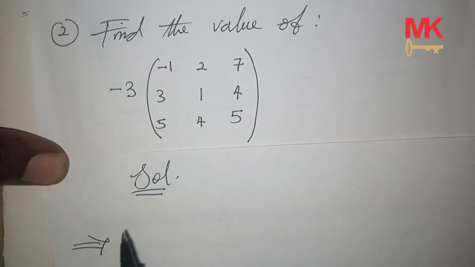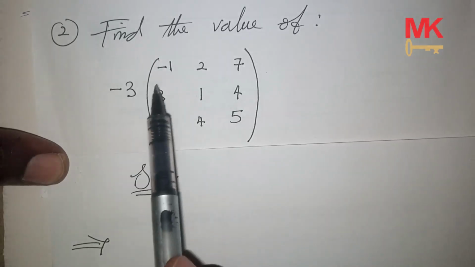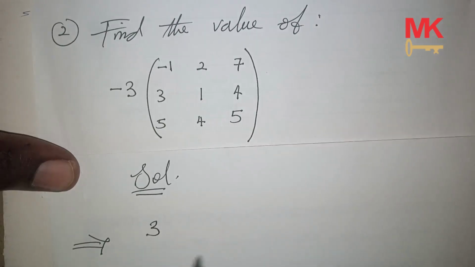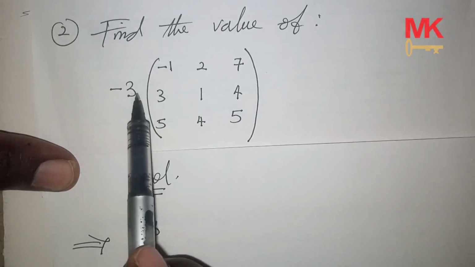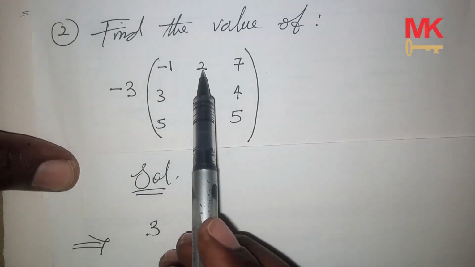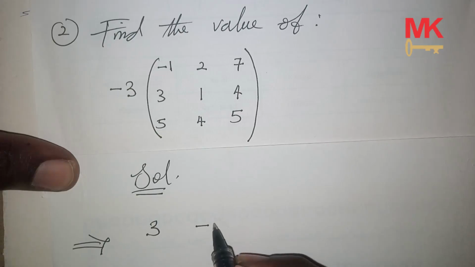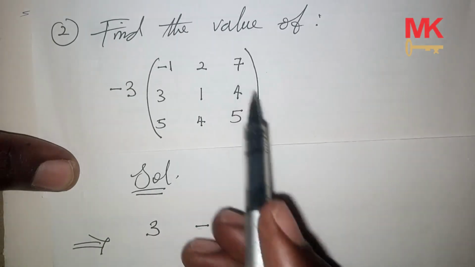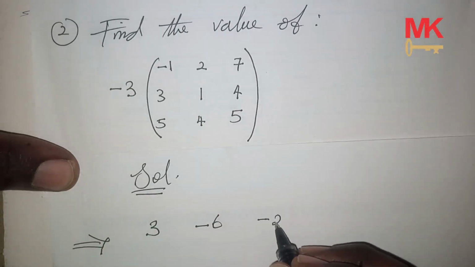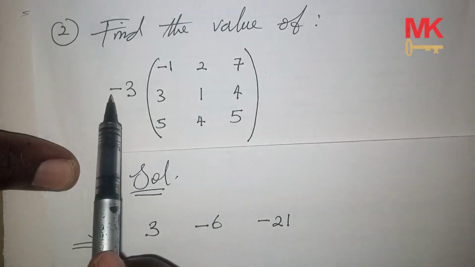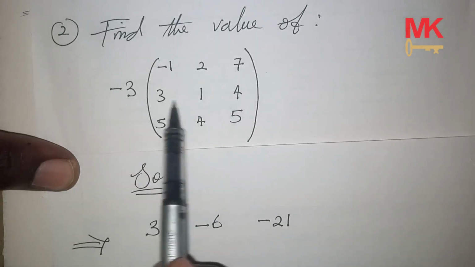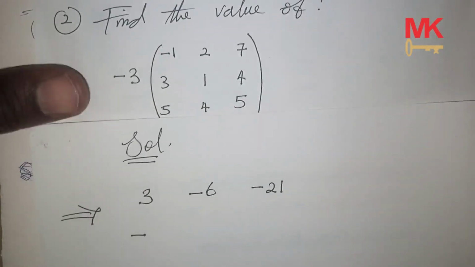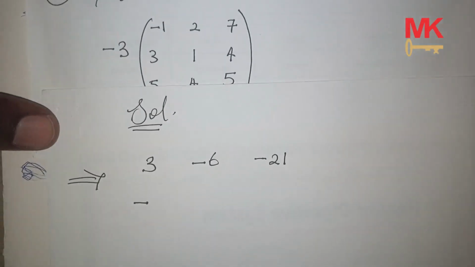So this implies -3 times -1 is simply 3 or +3. Then -3 again times 2, which gives us -6. Then -3 times 7, that gives us -21. Okay, -3 times 3 now, we're on the second row already. That gives us negative 9.